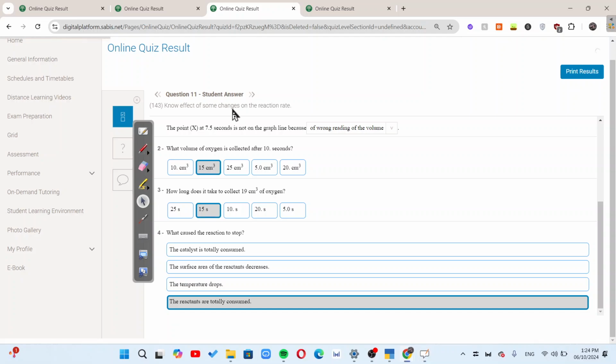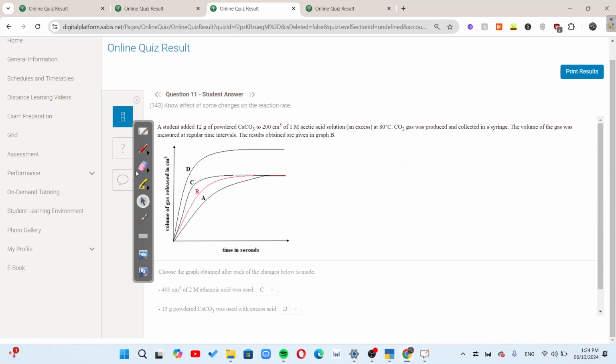Now on to question 11. Okay, let's see. A student added 12 grams of powdered CaCO3 to 200 centimeter cubed of 1 molar acetic acid solution, which is in excess, at 80 degrees Celsius, and CO2 gas was produced and collected in a syringe. The volume of the gas was measured at regular time intervals, and the results obtained are given in graph B.